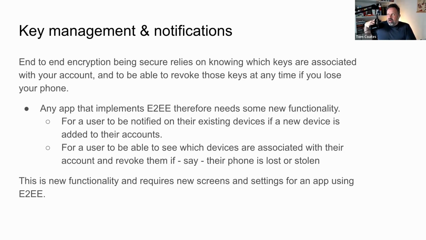So when moving from a system which doesn't have end-to-end encryption to one which does, you need to be able to do two major things: to be notified if a new client is added, so all your other clients receive a message, and for you to be able to see a list of the clients that are associated with your account, and to be able to revoke one if the phone has been lost or stolen or whatever. So new functionality requires new screens. We click forward.